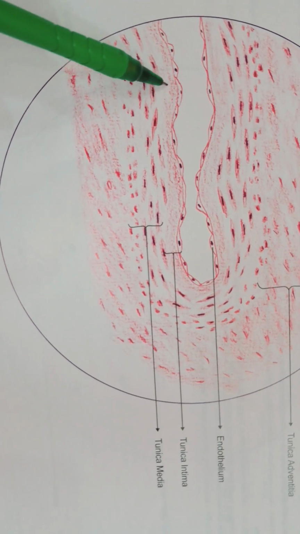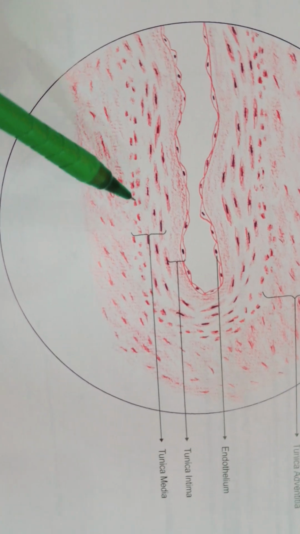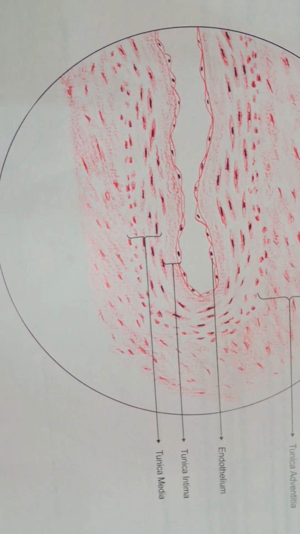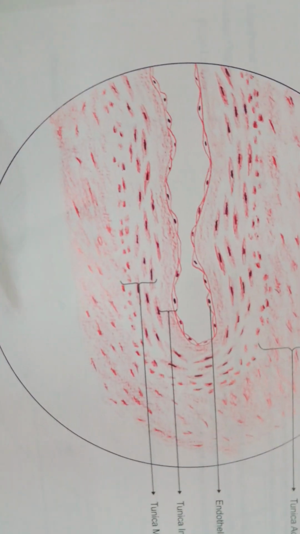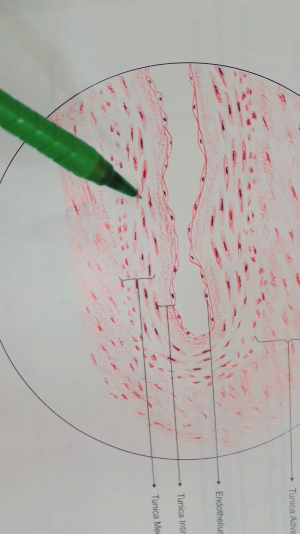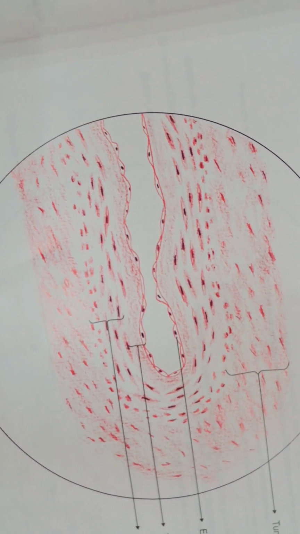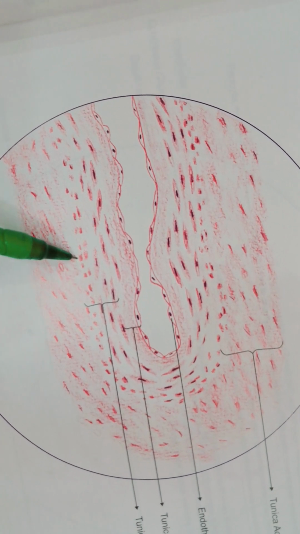Thin subendothelial connective tissue is seen, and internal elastic lamina is not well defined. Here both subendothelial connective tissue and internal elastic lamina are not well defined. Here we cannot see the internal elastic lamina. Tunica media contains both circular and longitudinal smooth muscle fibers, collagen fibers and elastic fibers. And tunica adventitia is the outermost and thickest layer and consists of connective tissue with collagen and elastic fibers.